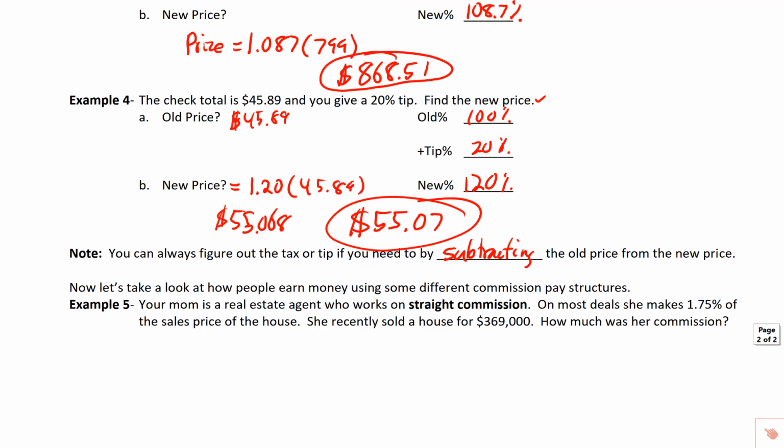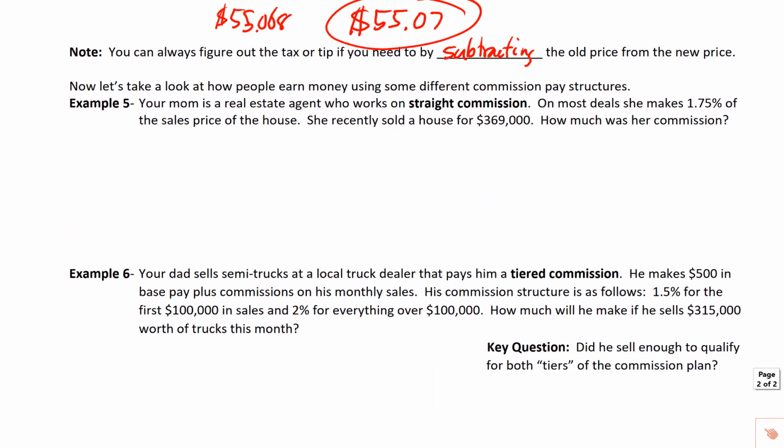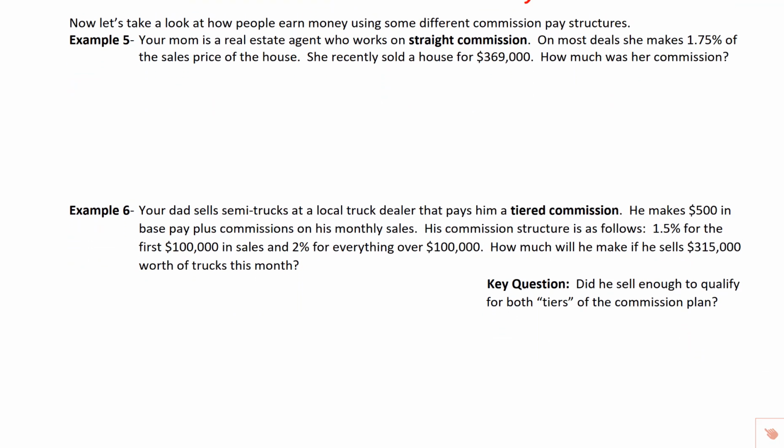Okay? Now, we're going to take a look at some commission problems. Now, commissions are a very common way for people who are in sales to get paid. So we're going to slide down here and take a look. So we've got, in this situation, it says your mom's a real estate agent who works on straight commission. Now, what that means is she only gets paid if she sells something. So she gets a percentage of what she sells, but if she doesn't sell anything, she doesn't make anything. We'll talk about a different type of pay structure in the next example.